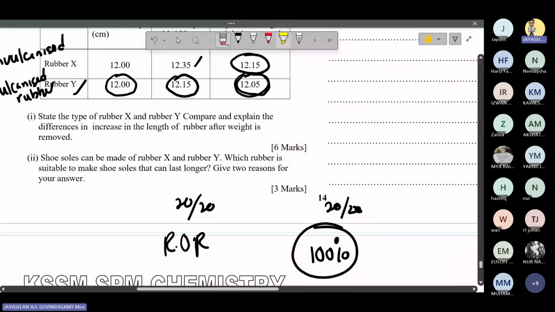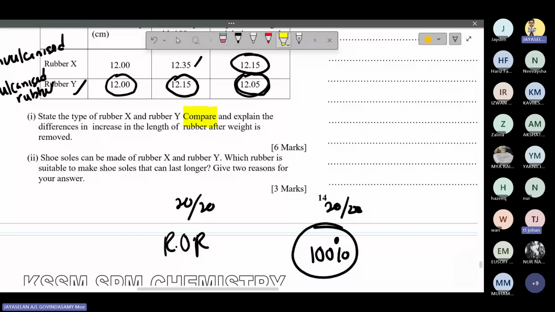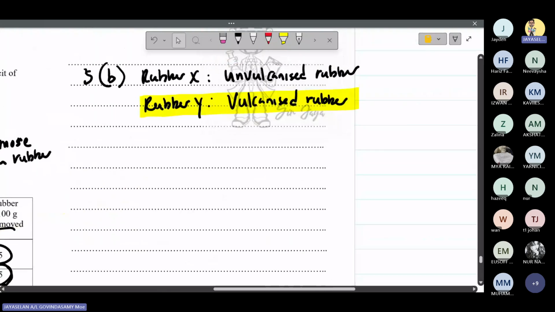Okay, they want you to compare, bandingkan. Compare and explain the differences in increase in the length. Dia dah bagi tahu dah, increase in the length of rubber ni after the weight is removed. So apa you buat, ditulis ini: increase in the length of rubber. Okay, which rubber? Rubber after weight removed. So I put here second point.